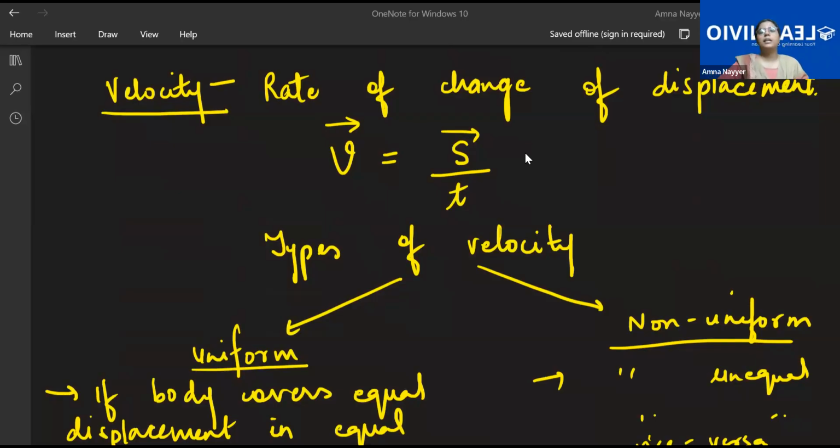Okay. All right. See, coming to the velocity class, so what was distance? Let me just recall for students who weren't there yesterday. Distance is basically the total path covered, and it's a scalar quantity. And displacement is the shortest distance covered, which is a vector quantity.